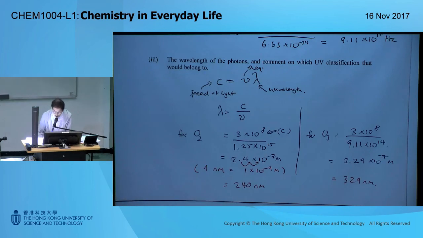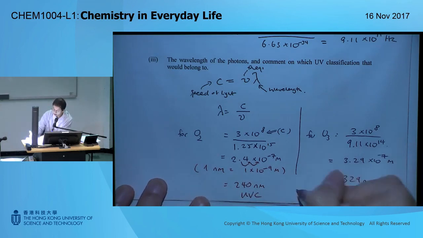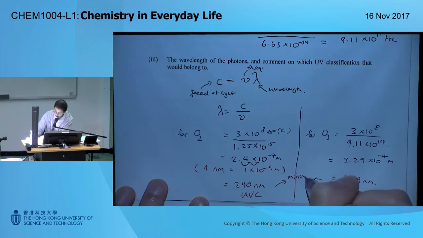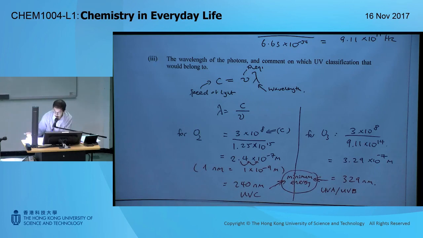So you can classify these into the UV. If you look at the table, this is UVC, and this one falls in between UVA and UVB. Now, of course, these are just the minimum energy needed. So you can also go a little bit shorter in the wavelength to break the bonds higher in energy. So it usually tends to be UVB for the ozone and UVC for oxygen.